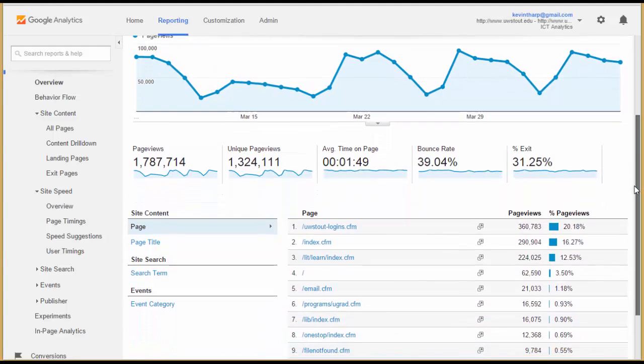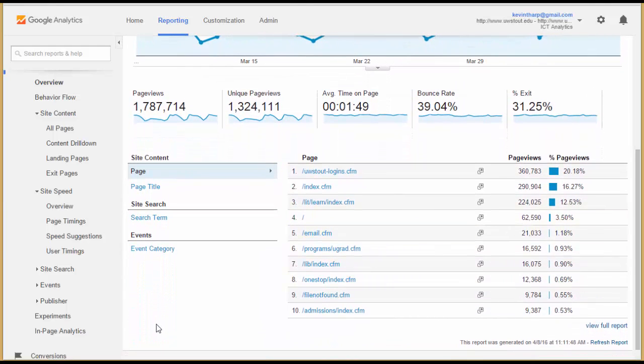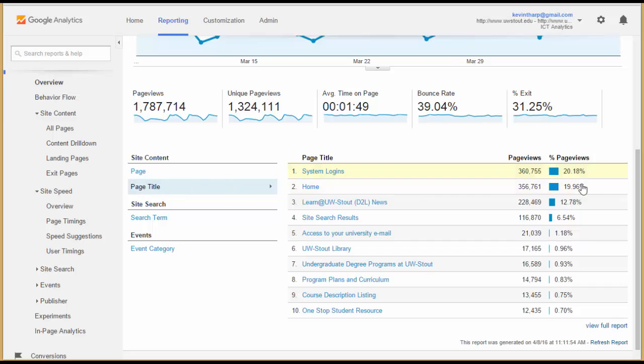As we move down past the graph into the table, at the bottom we've got our site content. By default, it's looking at the page, which is the page name, the file that is used for that page. The next thing you can do is make it a little more user-friendly. This is all well and good if you know what the directories and files are, but it's easier to look at the page title. In our system, system logins is the most used page, almost 361,000 during that month.